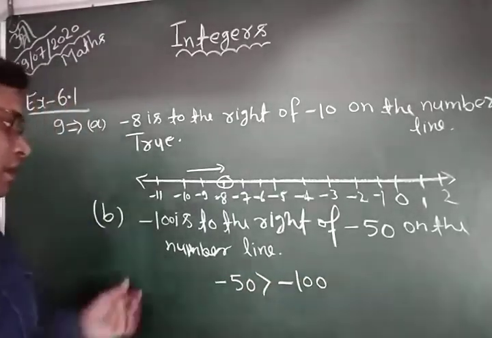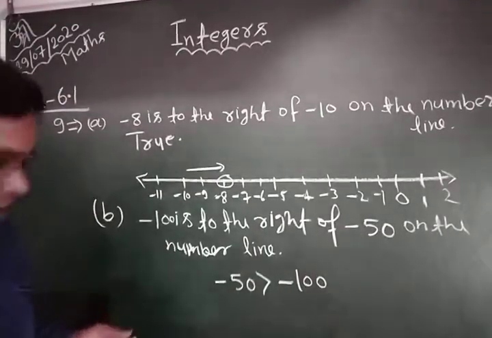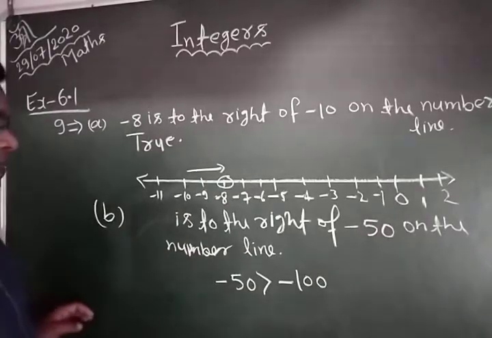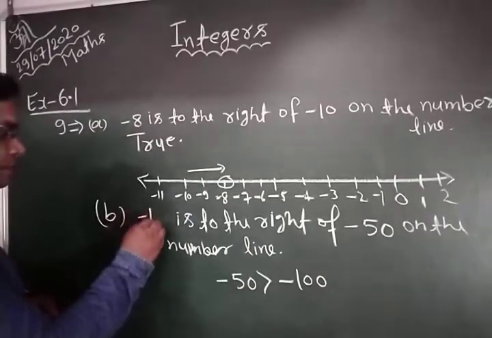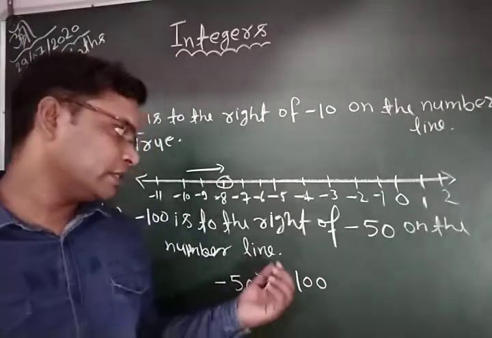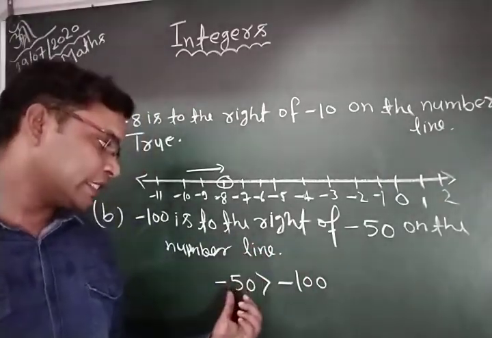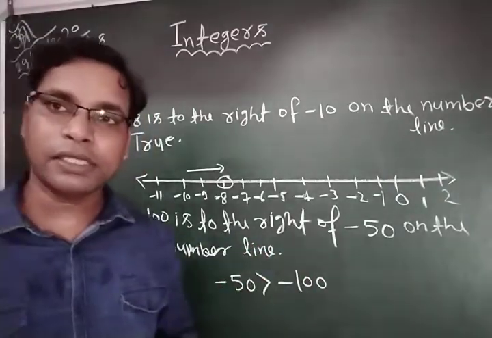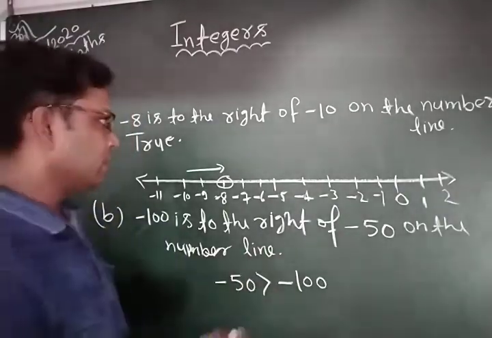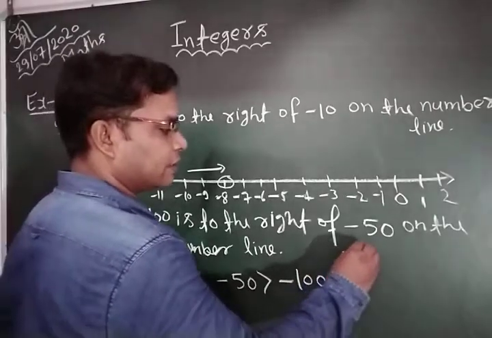So this is given: -100 is to the right of -50. This is not possible because -50 is greater than -100. So this is a false statement. You can write here false.